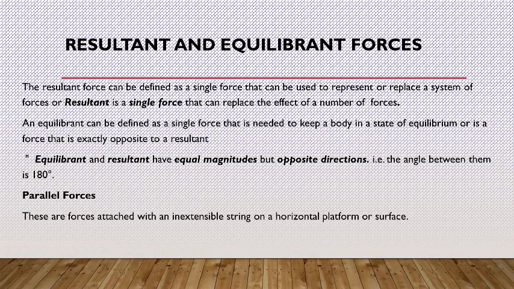An equilibrant can be defined as a single force that is needed to keep a body in a state of equilibrium, or is a force that is exactly opposite to a resultant. Equilibrant and resultant have equal magnitudes but opposite directions. That is, the angle between them is 180 degrees. Parallel forces. They are forces attached with an inextensible string on a horizontal platform or surface.